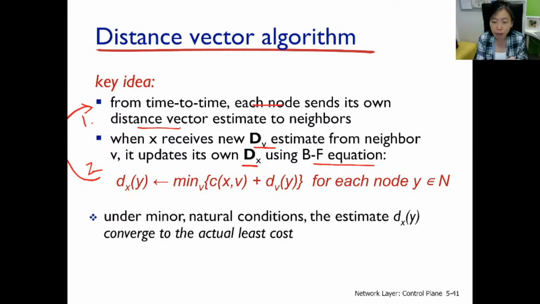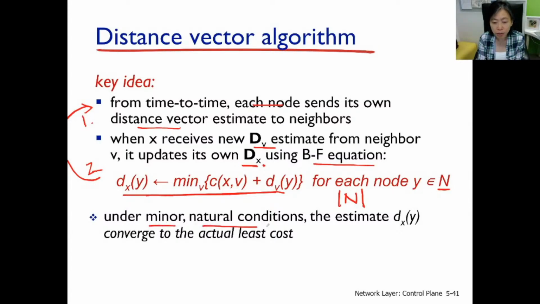The Bellman-Ford equation, now this is the Bellman-Ford equation. Note that when x receives all these DVs from the neighbors, dx is not just one value to one particular destination. So this Bellman-Ford equation is going to be called, again, these many times, so that we derive the shortest distance to each of the possible destinations in the network N.